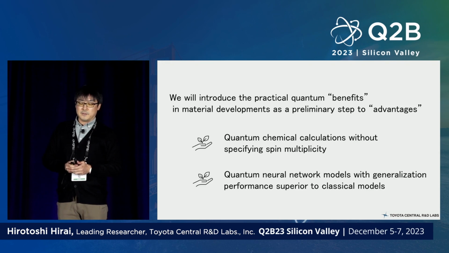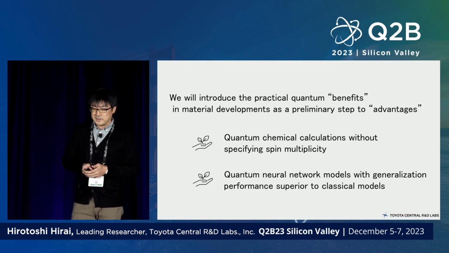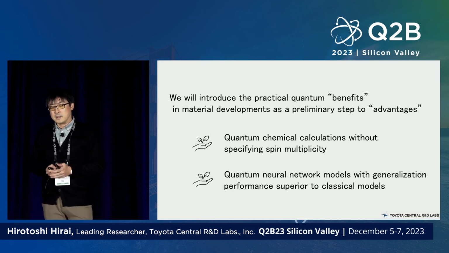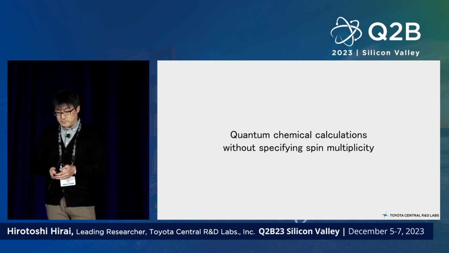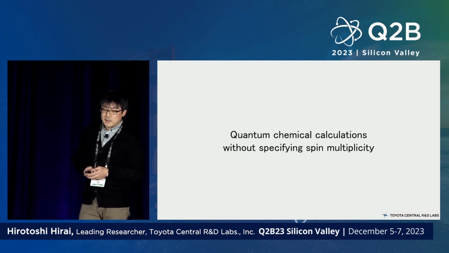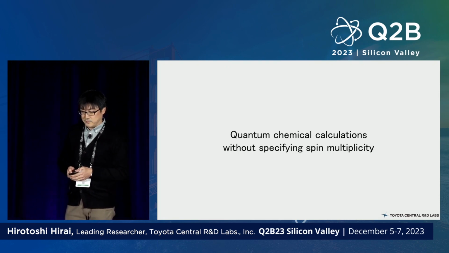Those are use cases from a perspective other than computational speed. One is quantum chemical calculations without specifying spin multiplicity, and the second one is quantum neural network models with generalization performance superior to classical models. So let me move to the first topic, quantum chemical calculations without specifying spin multiplicity.